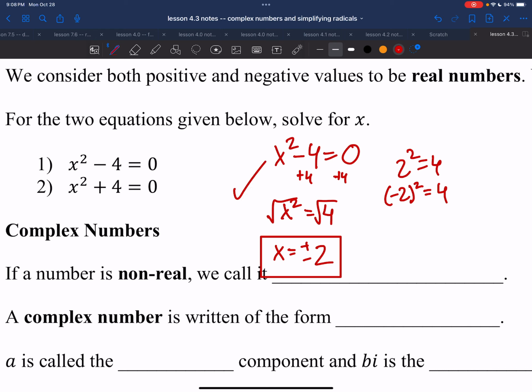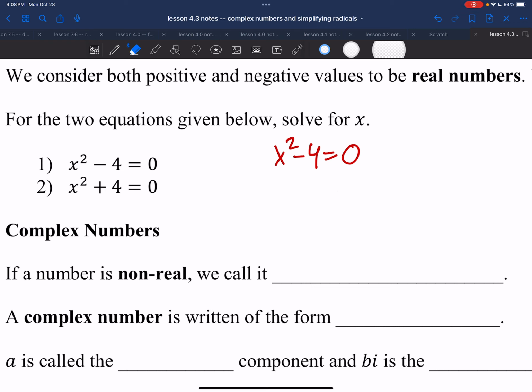Now I say, let's do it again, right? So I'm going to just slightly change this. And instead of x squared minus 4, we're going to change this to x squared plus 4. And I say, okay, class, do it again. And so you say, okay, well then x squared would be -4. And at this point, you take the square root of both sides. You say x is the square root of -4.